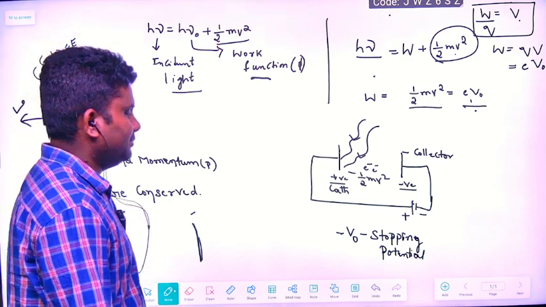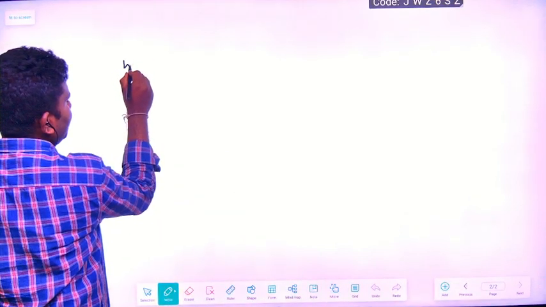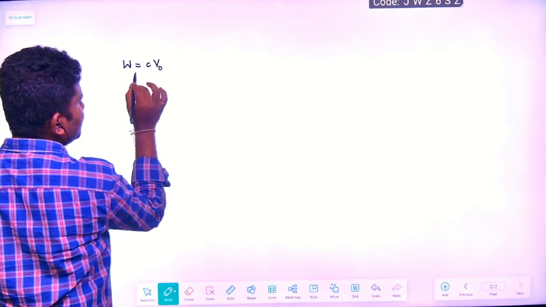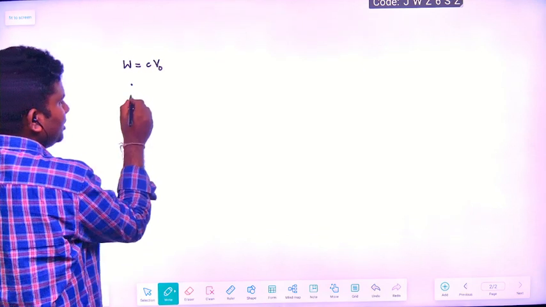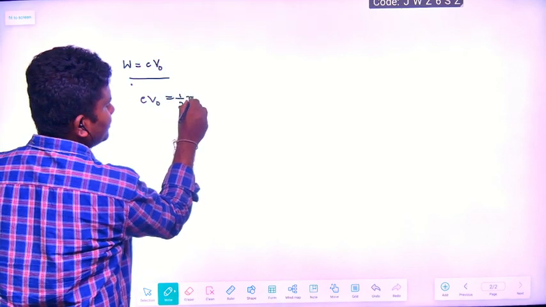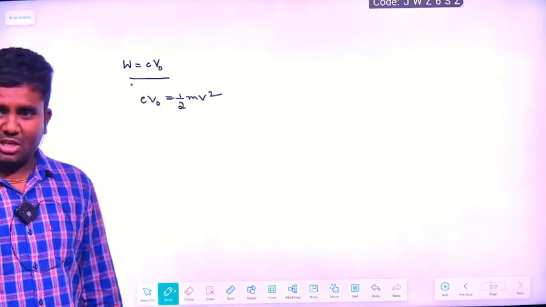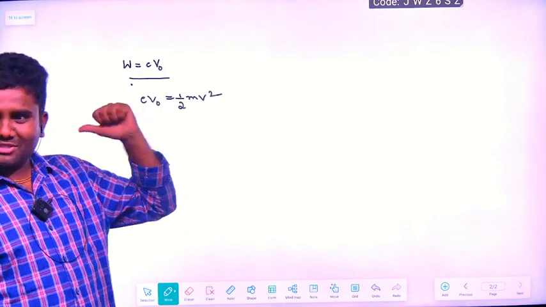So what I was telling is, since the work done is charge into potential, this much work we need to do to stop the electrons. How much should it be? EV naught will be equal to half mv square. Correct, right? The electrons move very fast with that kinetic energy. If you want to stop that speed, you need to give work in the opposite direction.